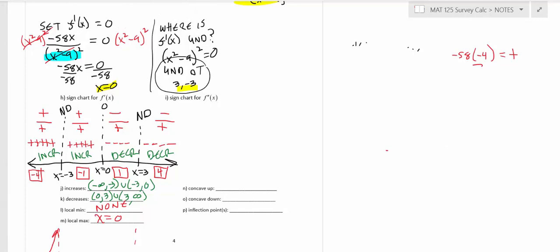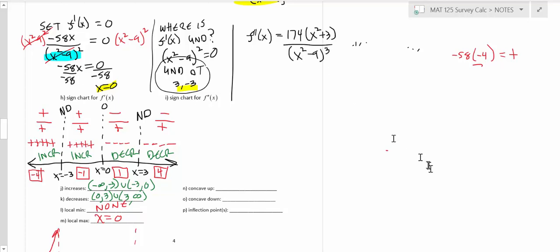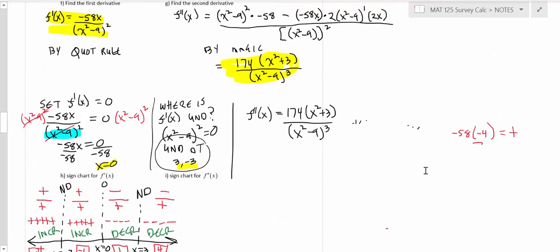Okay, so let's see. I'm going to write down the second derivative up here. The second derivative was 174 times x squared plus 3 over x squared minus 9 to the third. Okay, I think that's what I had you write down for the second derivative.